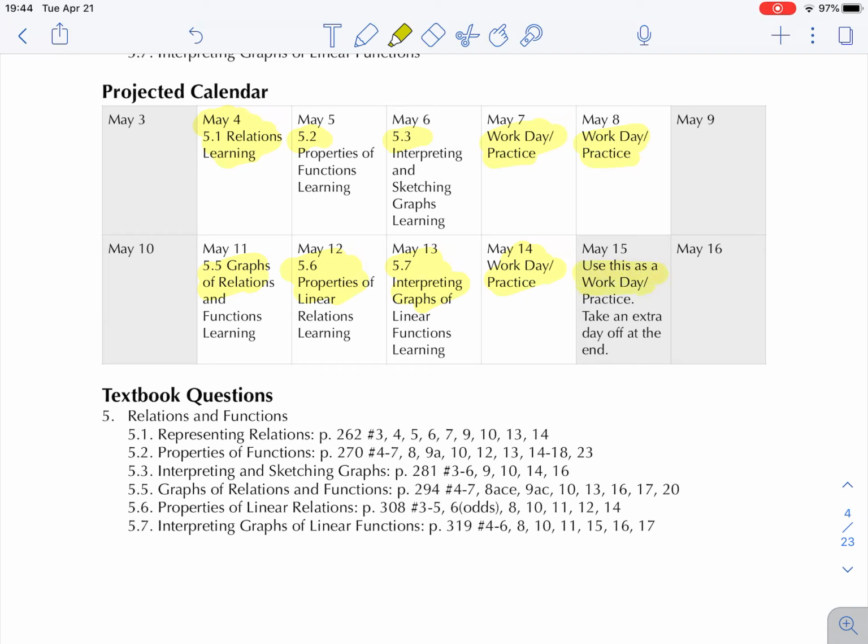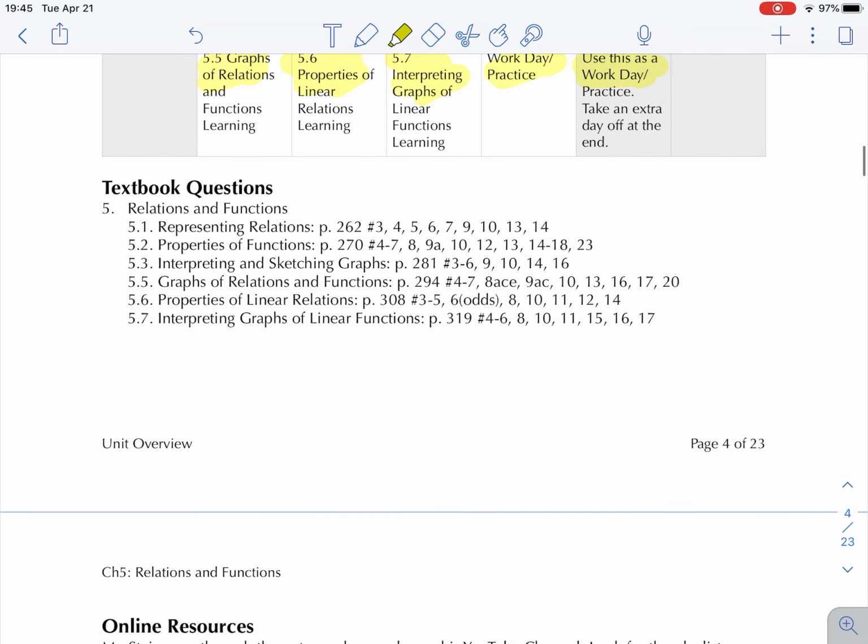Then on May 14th, you have a workday in practice. May 15th, I just noted you could use this as a workday in practice and then just take an extra day off at the end of the year. I mean, our schedule is pretty flexible right now, so do with that as you may. Again, you might be a little bit behind from the last unit and you might have to push this unit back a day or two, but be flexible. Just know that it should take about 2 weeks to get done.